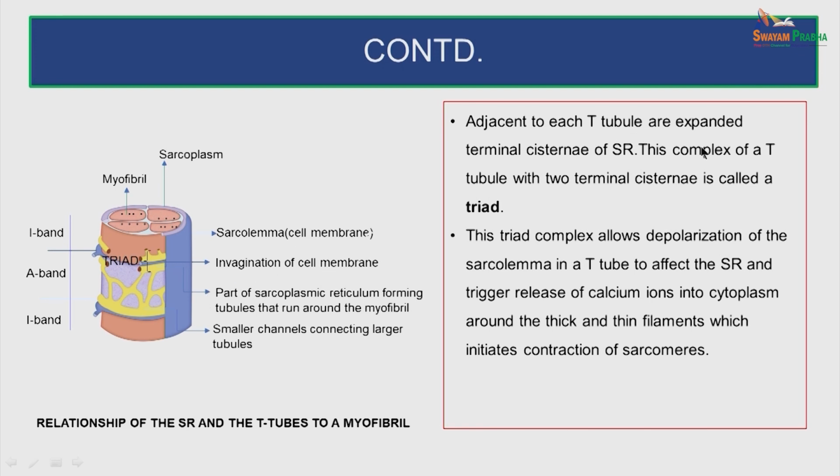Adjacent to each T-tubule are expanded terminal cisternae of sarcoplasmic reticulum. This complex of a T-tubule with two terminal cisternae is called a triad. This triad complex allows depolarization of the sarcolemma in a T-tubule to affect the sarcoplasmic reticulum and trigger release of calcium ions into the cytoplasm around the thick and thin filaments, which initiates the contraction of sarcomeres.